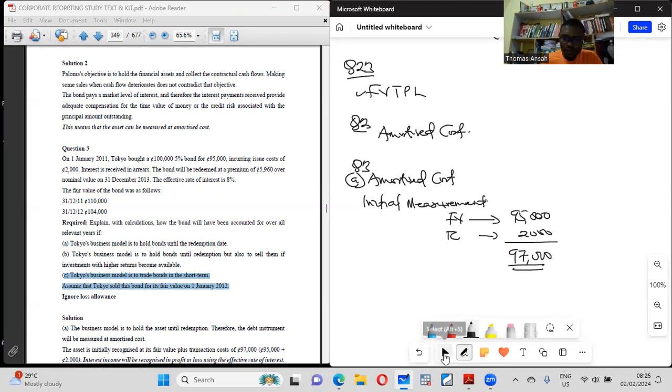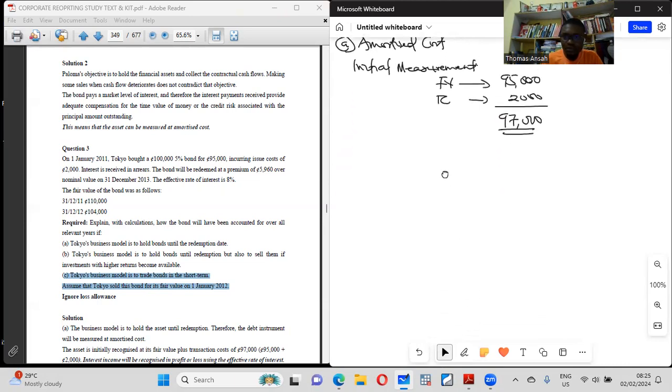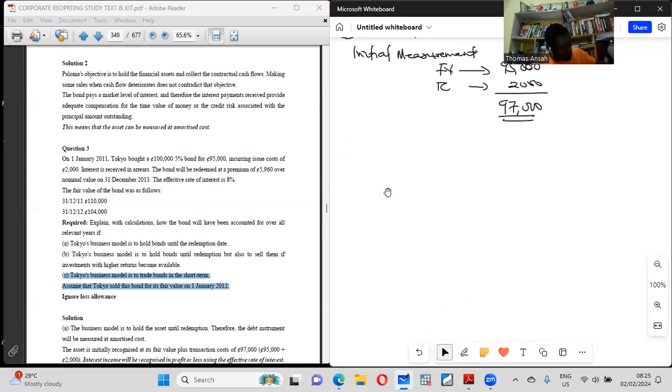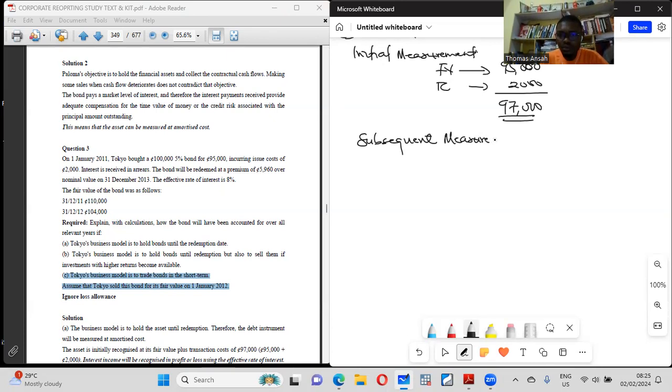So, subsequent measurement. I think my machine is heated up, and so the pen is delaying in writing. So our subsequent measurement, how will it be? We have 2011. This started in January. So 2011, and we will have 2012.